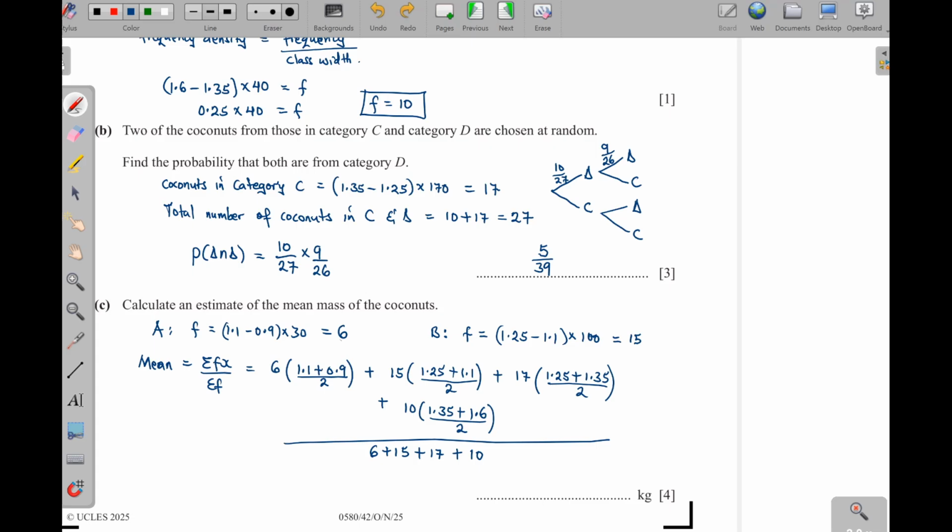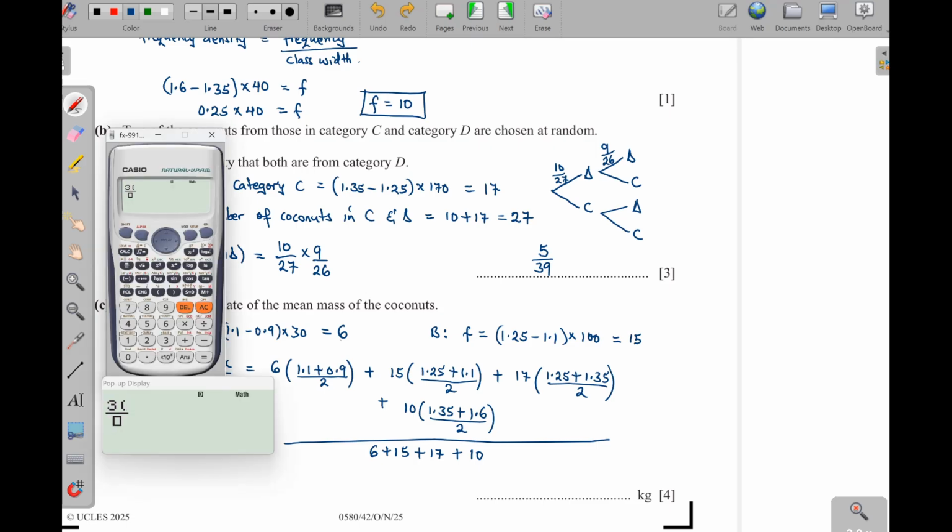So let's see. 6 divided by 2, that is a 3. Then times 1.1 plus 0.9. Then plus 15 over 2, that is 7.5. Then times, when you add the other two, 1.25. Then 1.1. Then plus 17 out of 2. Isn't that 8.5? 8.5. Then inside here, when you add, won't that be 2.6?